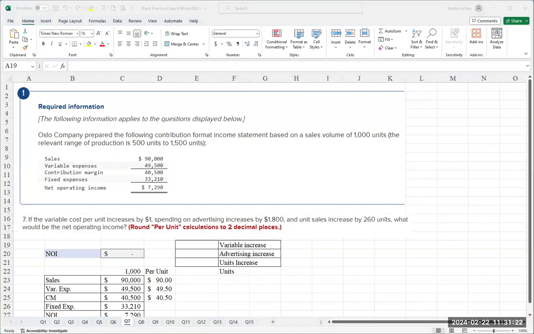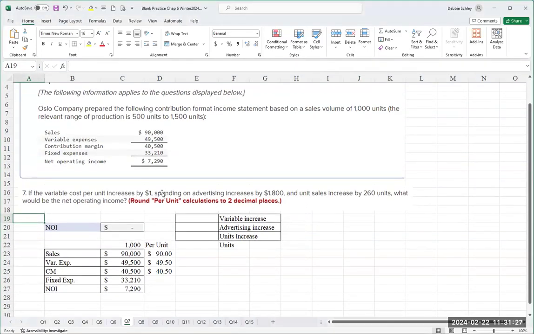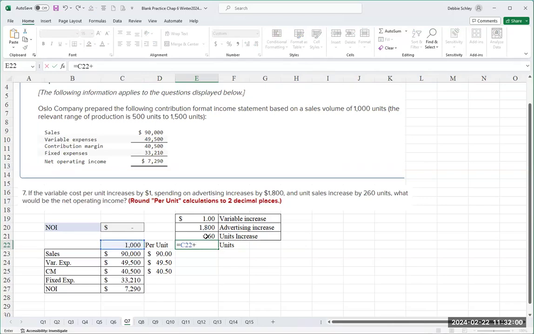Okay, question 7. If the variable cost per unit increases by $1, spending on advertising, so I'm going to put that right here, so $1 variable increase, advertising increases by 1,800, and the sales units increase by 260. What would the net operating income be? Okay, so first of all, my new units is going to be the 1,000 plus the 260.